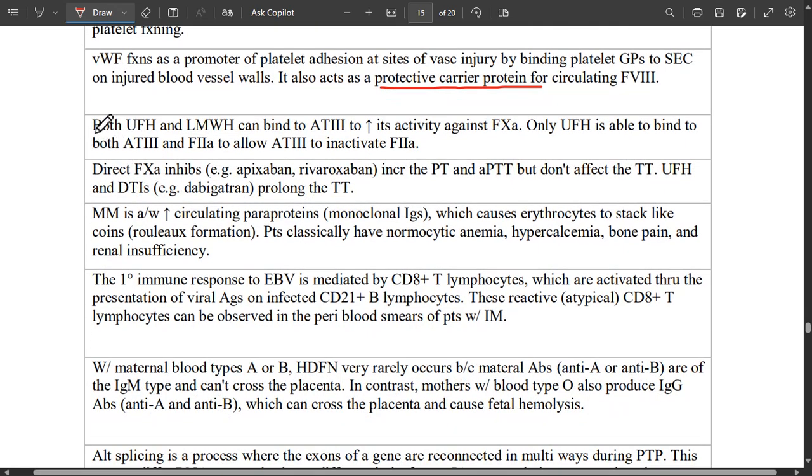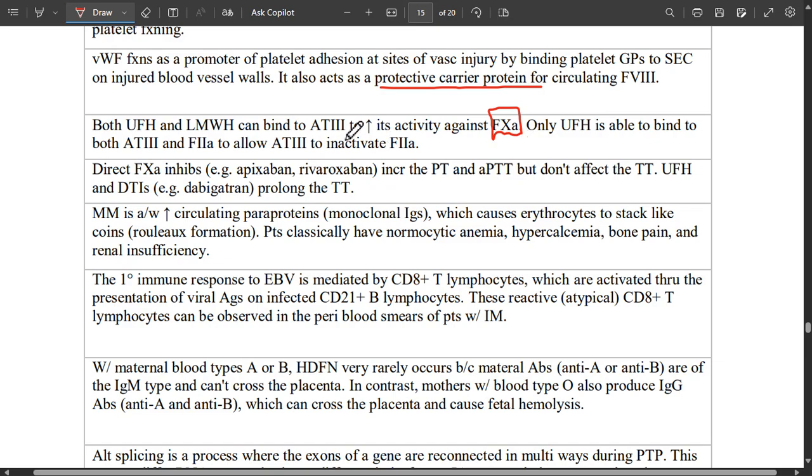All right. So next point is about both unfractionated heparin and low molecular weight heparin. Unfractionated as well as low molecular weight heparins can bind to antithrombin 3 due to its activity against factor 10A.